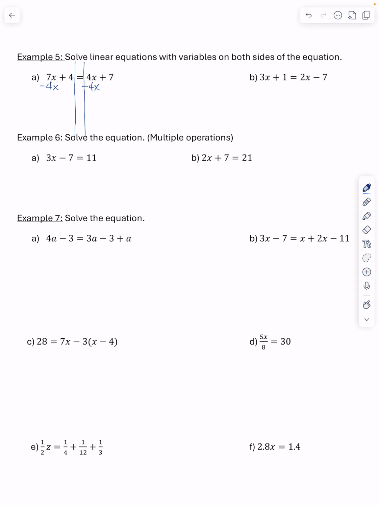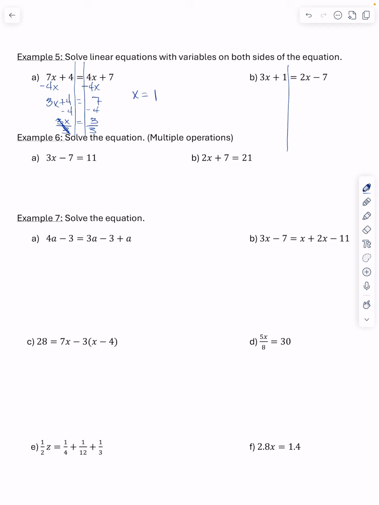7x's minus 4x's, it's like we're counting kumquats. 7 kumquats minus 4 kumquats leaves me 3 kumquats. I still have this 4 out here. I haven't done anything with that. And now this is just a two-step equation, the same that we solved above. I'm going to subtract 4 from both sides. I get 3x equals 3. Divide both sides by 3, so it's the 3 in front of the x that we're canceling. x equals 3 over 3, which is 1.